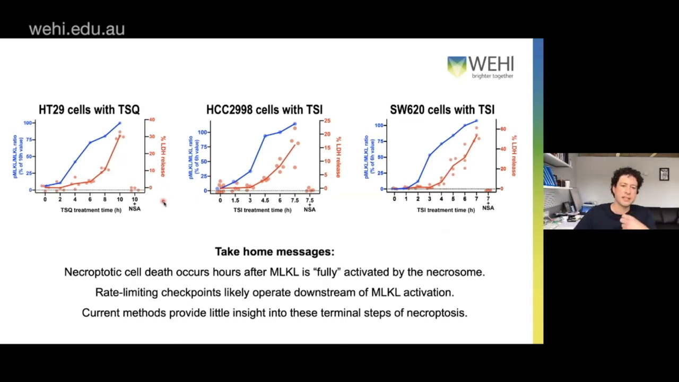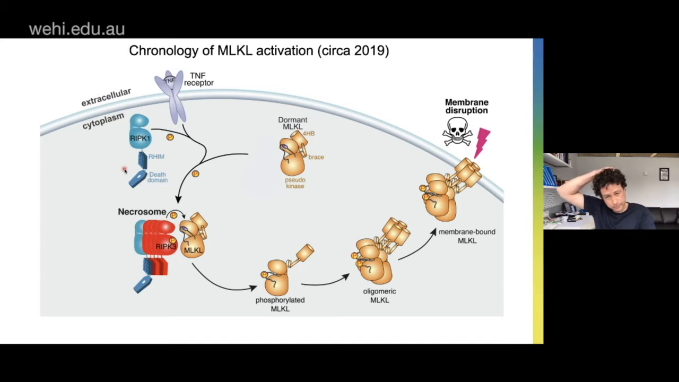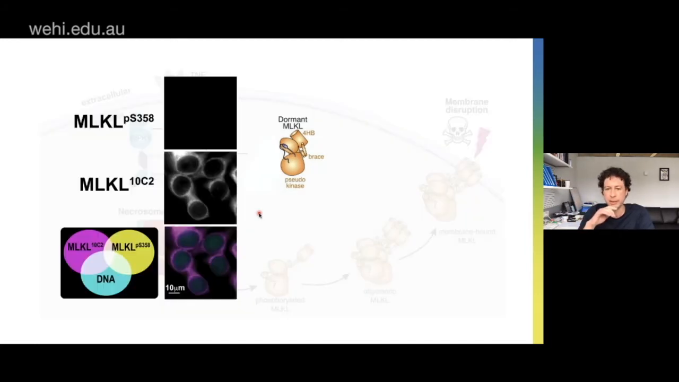So this really suggests that there are some very important rate-limiting checkpoints that occur downstream of its biochemical activation, and that current methods provide really little insight into these terminal steps. And that's exactly where an immunofluorescence microscopy approach has proved to be a bit of a game changer. So this was the chronology of the pathway circa last year, and we've been able to extensively add to our understanding of that. So I'll step you through how this looks at the microscopy level.